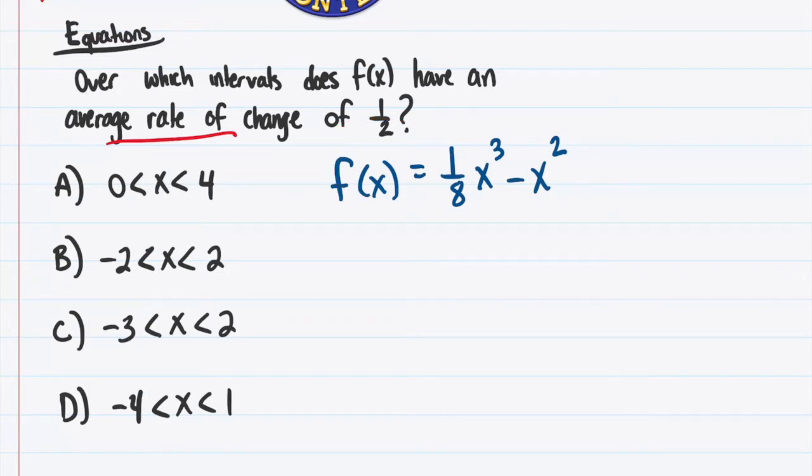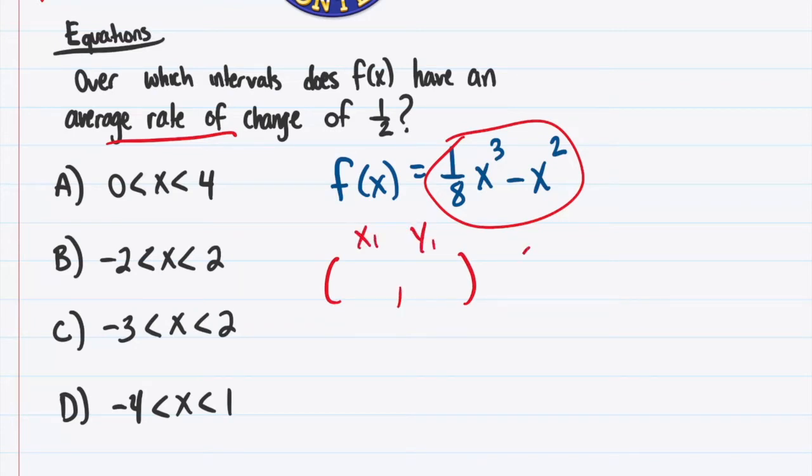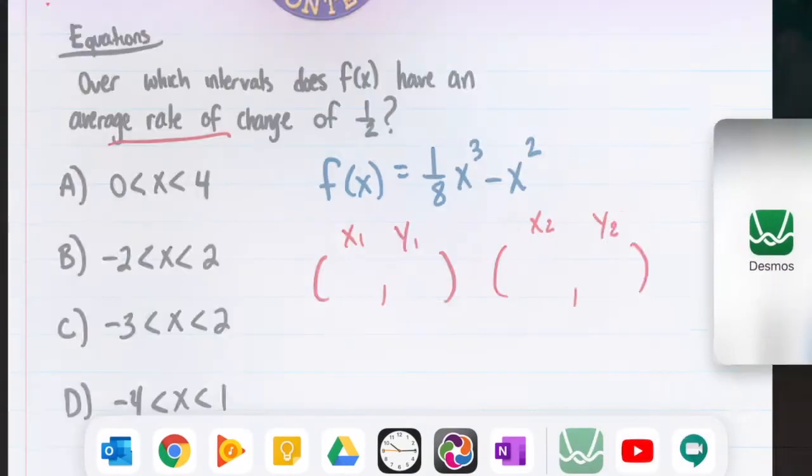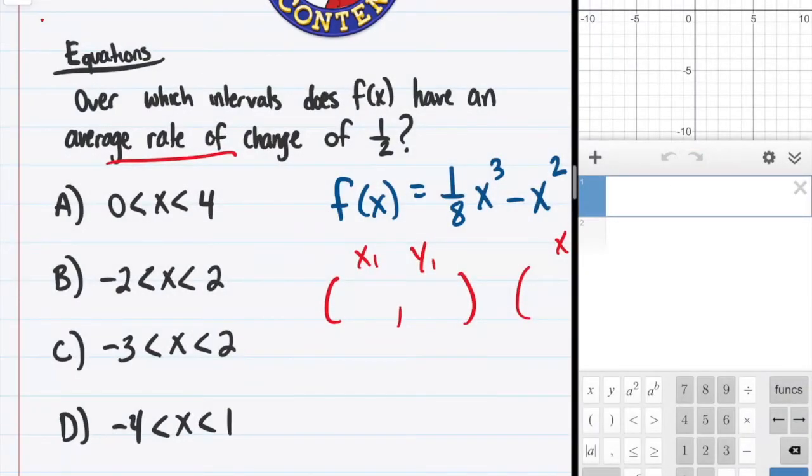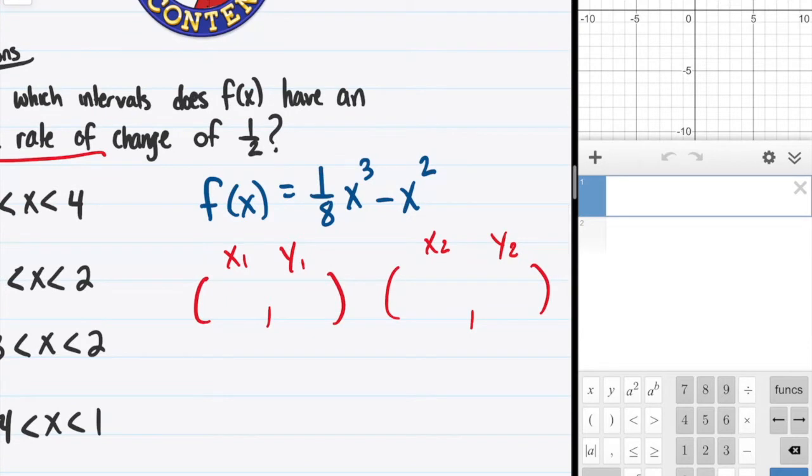What I could do is plug in the x's here to figure out my points. If I want to find my points, remember my x1, y1, and my x2 and y2. I could plug in my x's and figure out my y's. However, you don't want to work harder, you want to work smarter. So the best thing I could do is grab our good old friend Mr. Desmos and graph this function. So let's go ahead and do that.